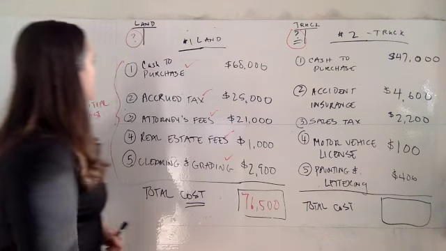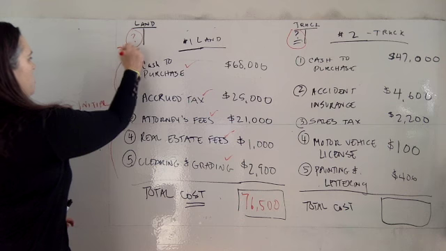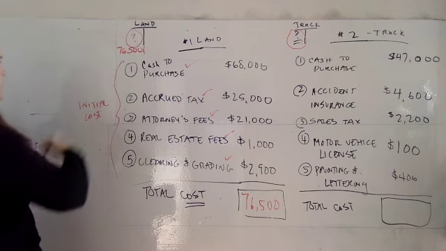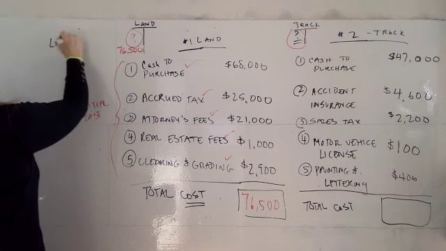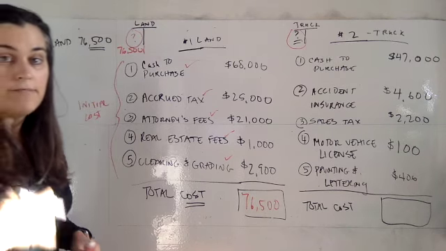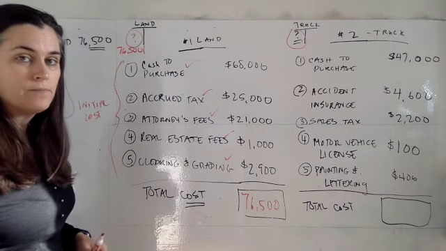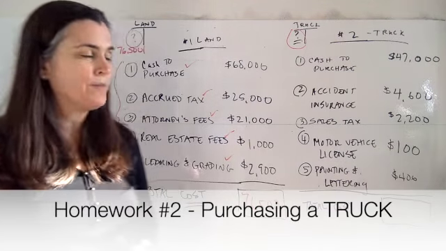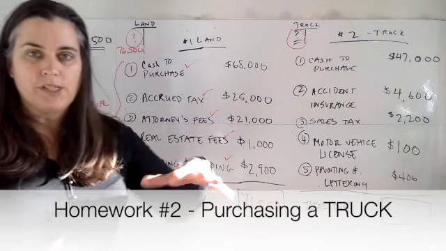Okay? And that is what we're going to put into our accounting records. So on our balance sheet, we'll have something that looks like this. We're going to have land at $76,500. And this would be the cost of the land and the value of the land to us as a business. Okay? Now let's look at the truck, because the truck is a little bit different. And we'll see the difference.